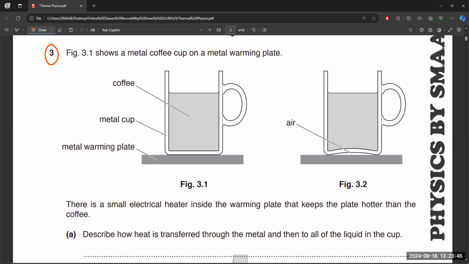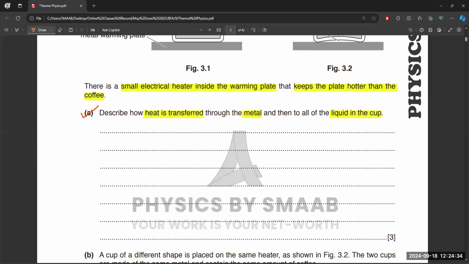So we have this question. It shows a metal coffee cup on a metal warming plate. Both are made of metal, as we can see in the diagram also. There is a small electrical heater inside the warming plate that keeps the plate hotter than the coffee. Now describe how heat is transferred through the metal and then to all of the liquid in the cup. And this question is for a total of 3 marks.